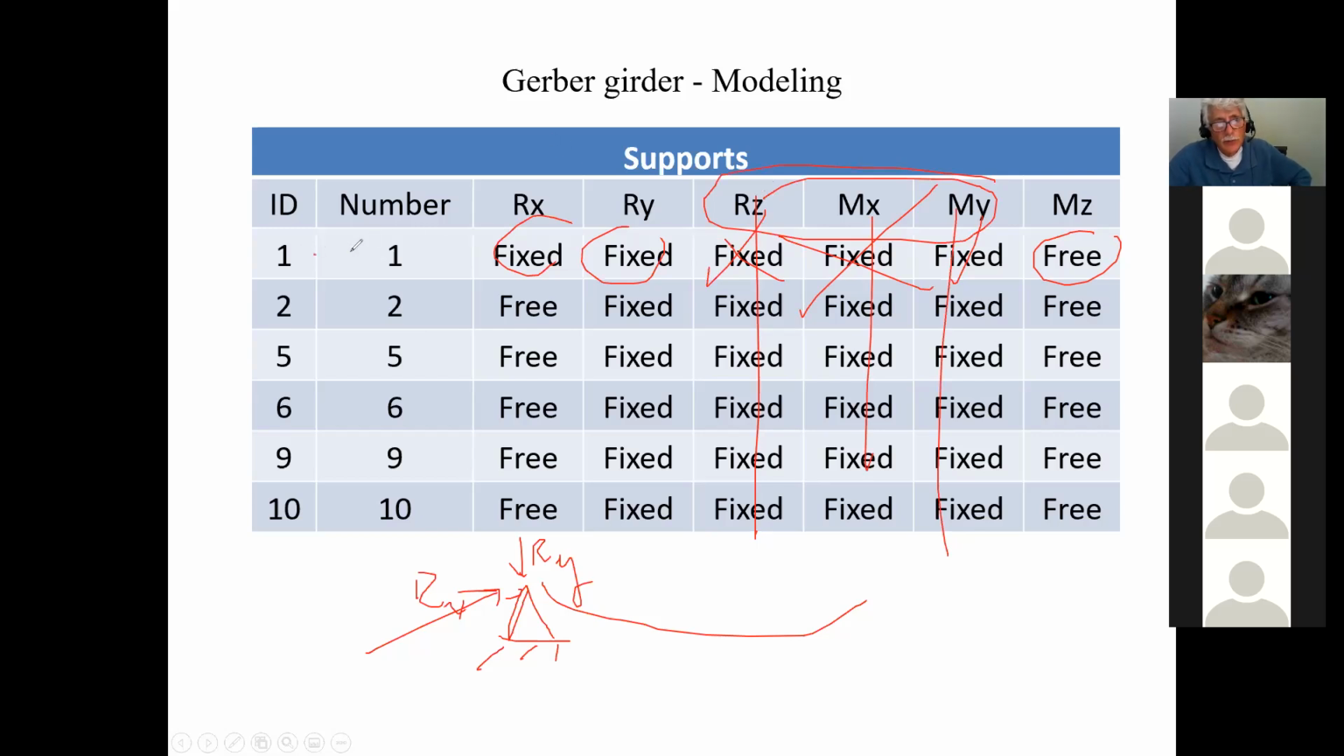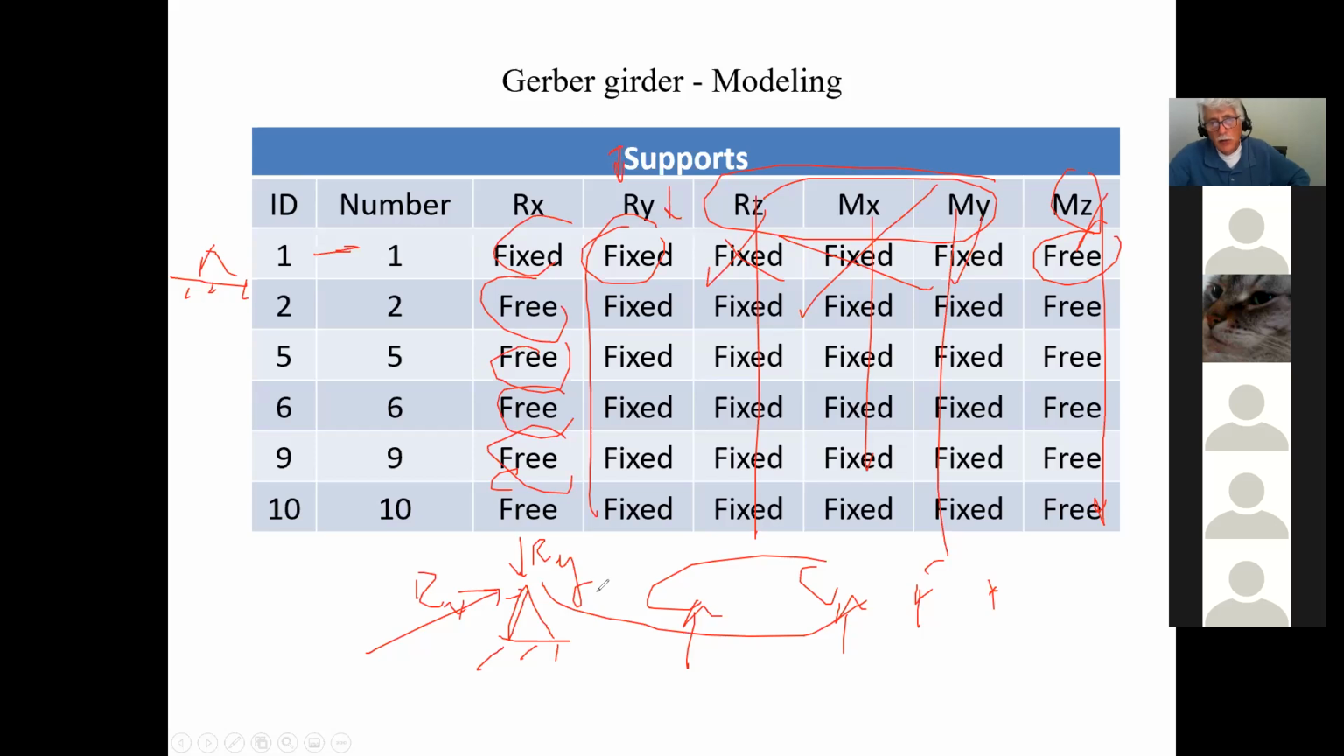So therefore, this becomes a pin support, and all the rest become, of course, rollers. But RY are all fixed. In other words, I'm only restricting the displacement in the Y direction, and therefore everything else is free, and of course, you always free the rotation. So this is for the rotation, this is for the displacement in the X direction, and this for the displacement in the Y direction. So this is how you're going to model the supports.